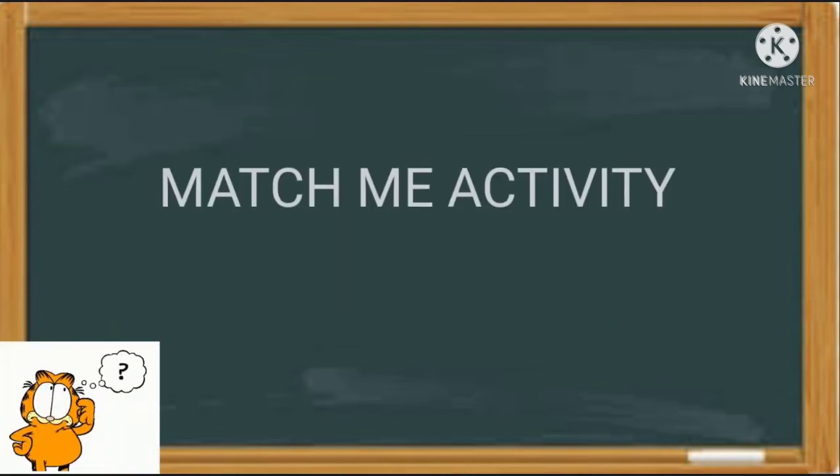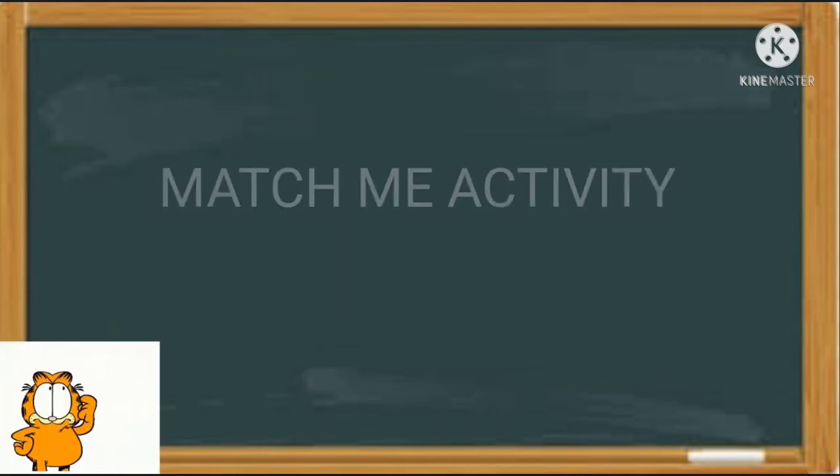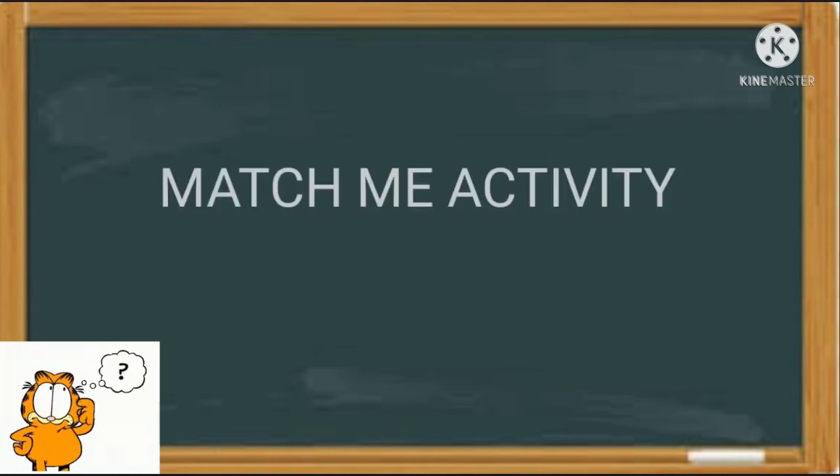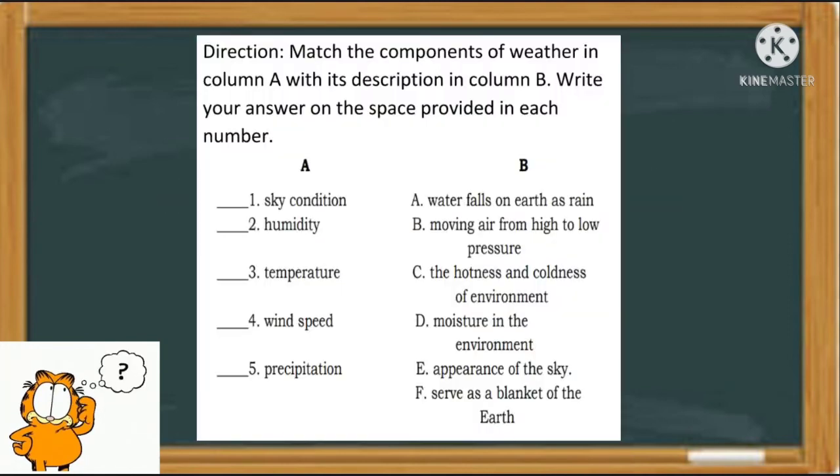Our next activity is Match Me. For the direction, you are going to match the components of weather in column A with its description in column B. Write your answer in the space provided in each number. You are given 15 seconds to answer. Number 1, letter A, sky condition. Number 2, humidity. Number 3, temperature. Number 4, wind speed. Number 5, precipitation.